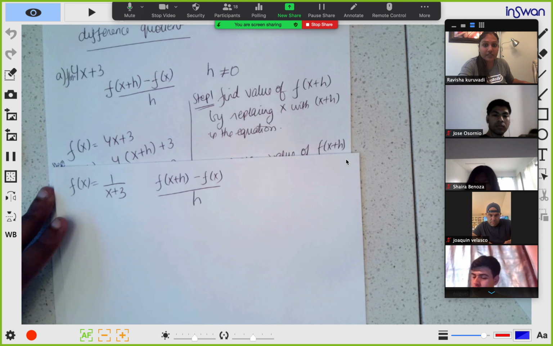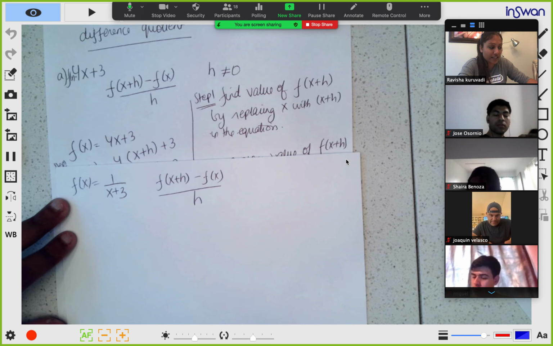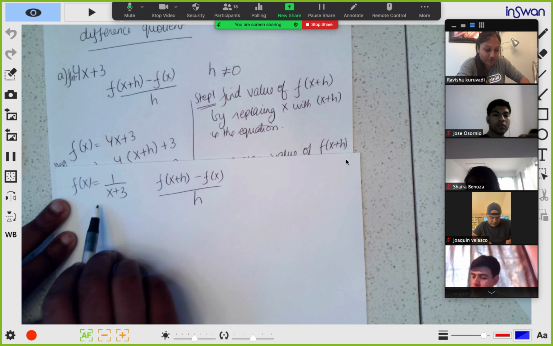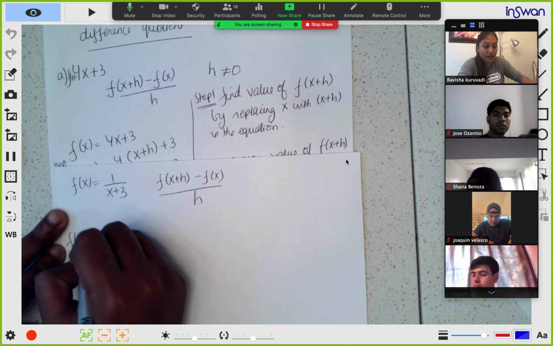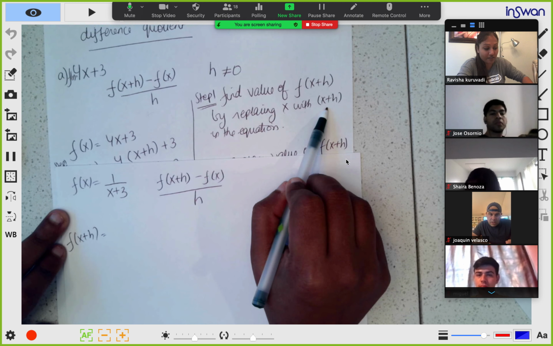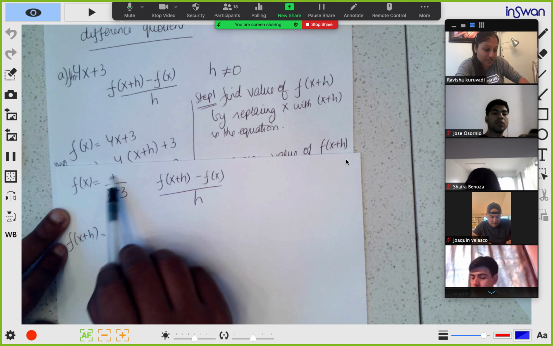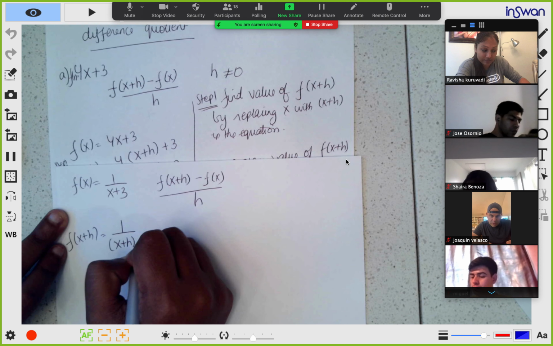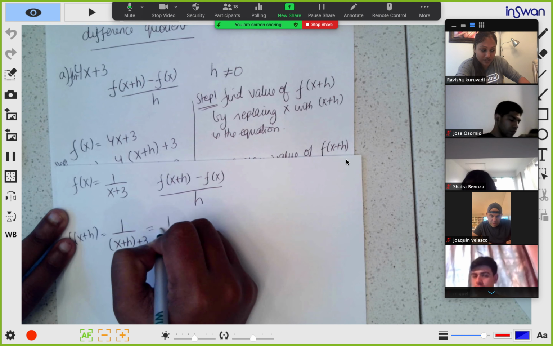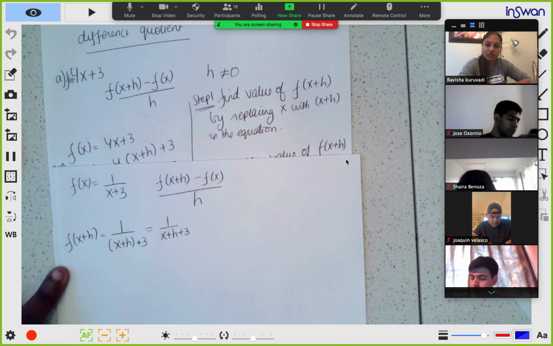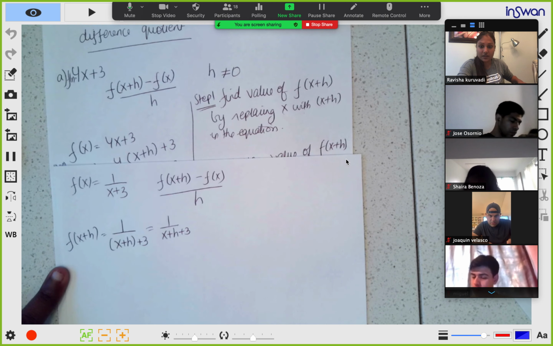Find the value of f(x plus h) by replacing x with x plus h in the equation. So wherever it says I have to find the value of f(x plus h), how I do it is by replacing x with x plus h in the equation. So wherever I see x, I'm going to replace that with x plus h. Make sure whenever you are replacing, I again repeat, put in a bracket. So it becomes 1 over (x plus h) plus 3. You got this. Okay. What does the next part say?